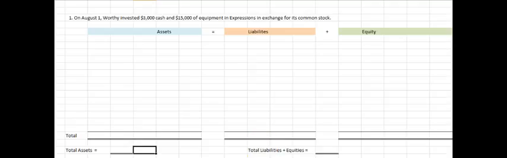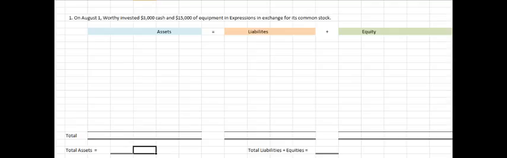It says on August 1st, Worthy invested $3,000 cash and $15,000 of equipment in Expressions in exchange for its common stock. So what happened with this transaction? First of all, is it a transaction? For it to be a transaction, it's an event. Yes, it is. It has to have measurable impact on the business. Can we measure it? Yes, because it can be measured in terms of money. 3,000 and 15,000 is how much Worthy invested in this business.